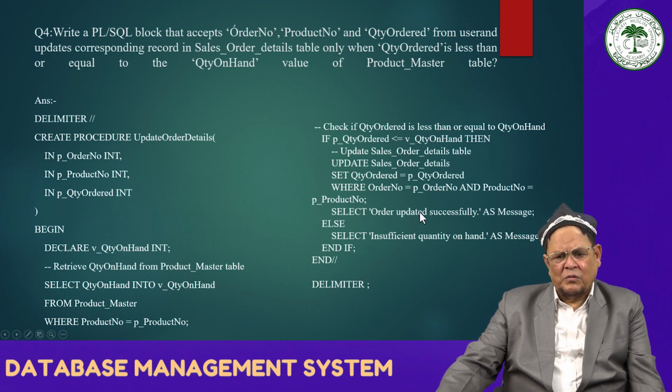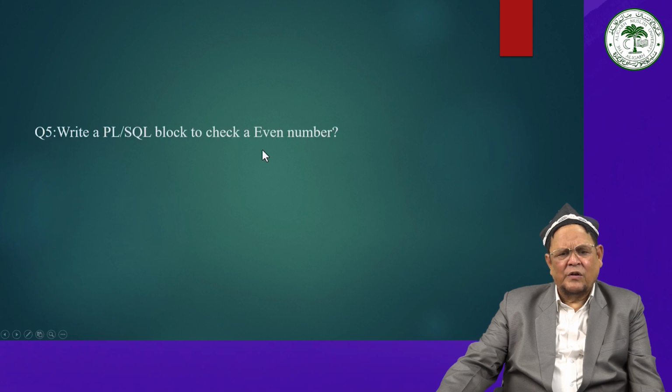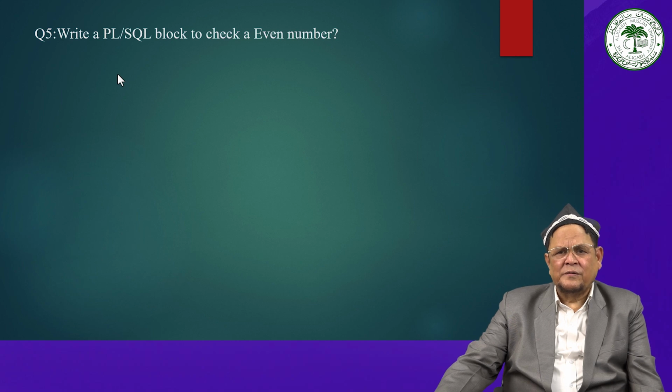Select 'Order updated successfully' as message, else select 'Insufficient quantity on hand' as message. In this way, we are able to find the query. The last query was to write a PL/SQL block to check for an even number.